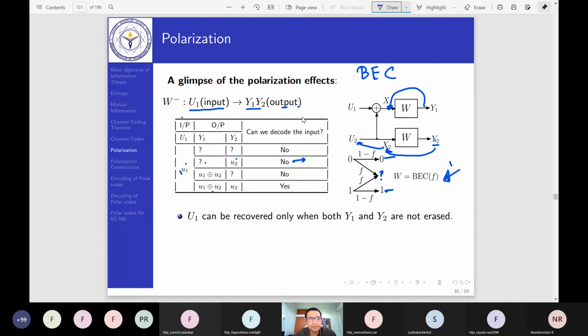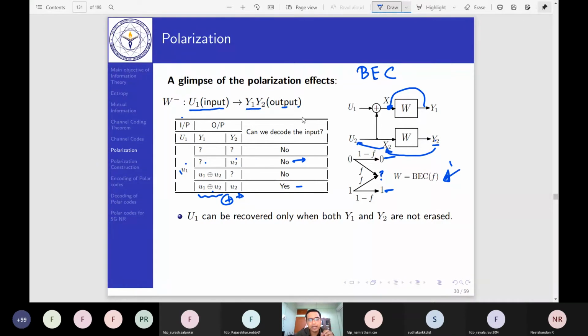And the fourth case is that none of the outputs are erased. In that case, we'll be able to definitely decode the input. How to obtain the decoded output? Simply do the modulo 2 summation of this with this U1. U1 plus U2 plus U1 will be equal to U2. So this answer is yes. That means for W minus, U1 can be recovered only when both Y1 and Y2 are not erased.